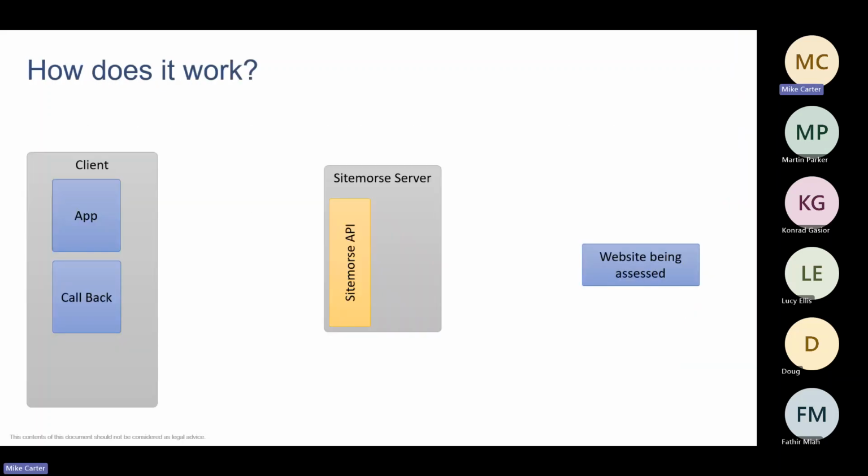So here's a little picture to show you how it works. It basically shows the messages that get passed backwards and forwards in a very simple diagram. On the left here, we've got you, the client, and your application or whatever it is you use to initiate the test, and also the callback server, which is where we'll send the response to you once we're finished. In the middle, we have the Sitemorse servers and the Sitemorse API. And then on the right, the website being assessed.